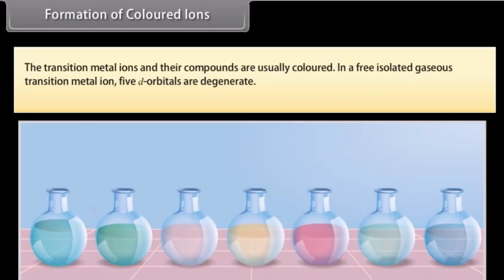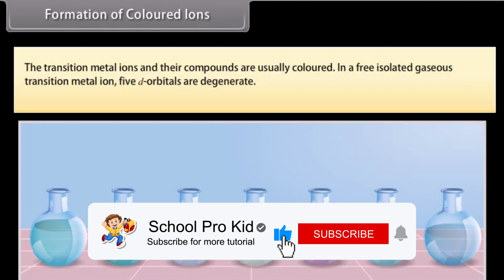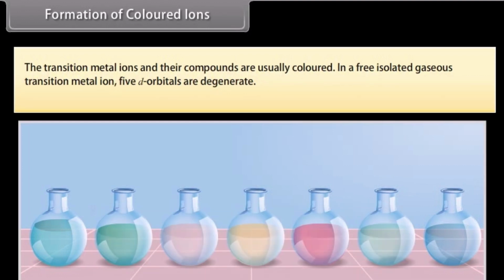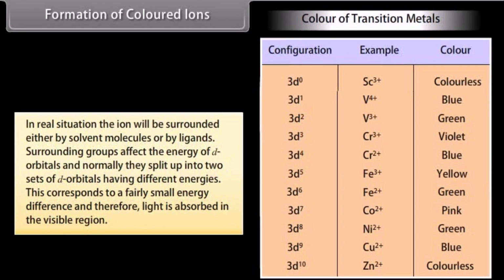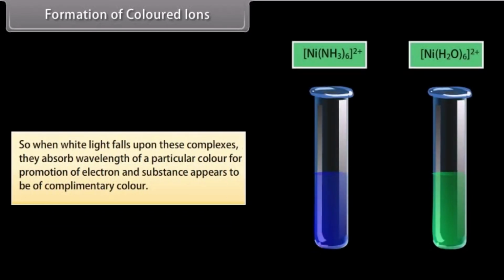Formation of colored ions. The transition metal ions and their compounds are usually colored. In a free isolated gaseous transition metal ion, the 5 d orbitals are degenerate. In a real situation, the ion will be surrounded either by solvent molecules or by ligands. Surrounding groups affect the energy of d orbitals, and normally they split up into 2 sets of d orbitals having different energies. This corresponds to a fairly small energy difference, and therefore light is absorbed in the visible region. So, when white light falls upon these complexes, they absorb a wavelength of a particular color for promotion of an electron, and the substance appears to be of the complementary color.